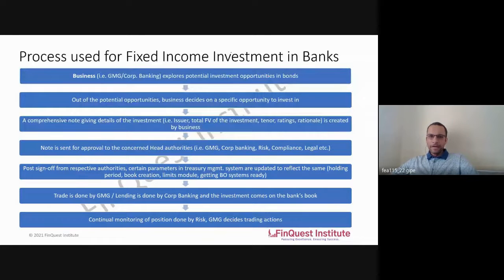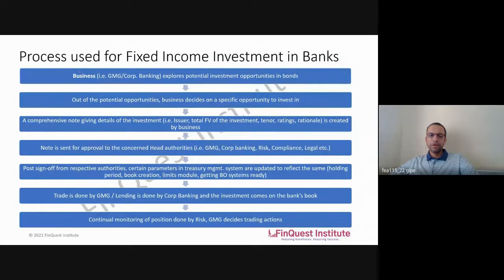Now, to give you an idea as to how a fixed income investment can be brought onto a bank's portfolio, I've shown a rough chart here. This can be applicable for your investments or any kind of trading opportunities which your GMG might be looking at. So let's walk through this.